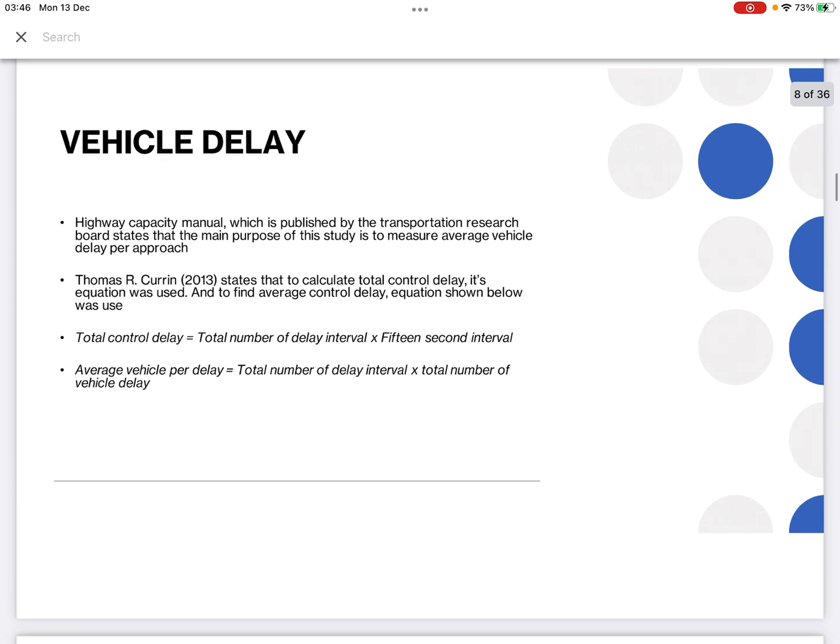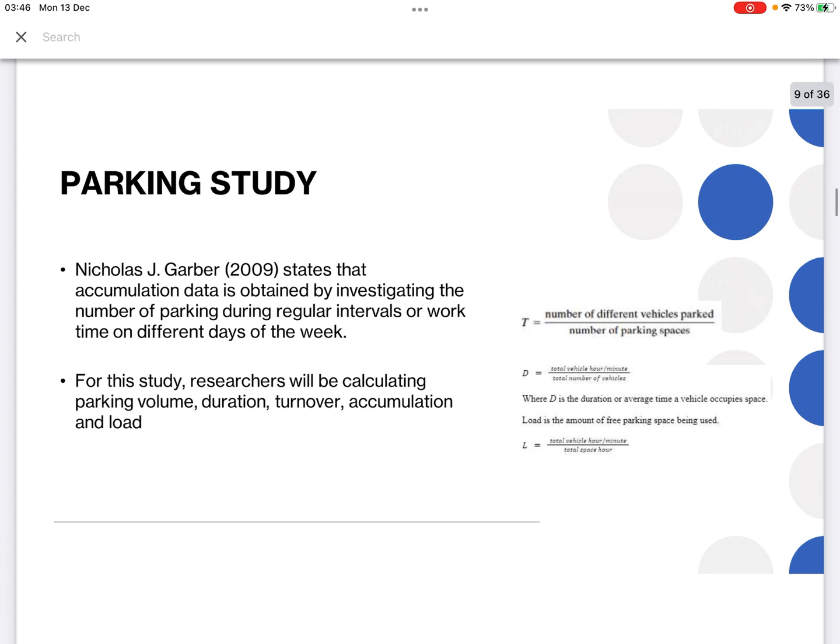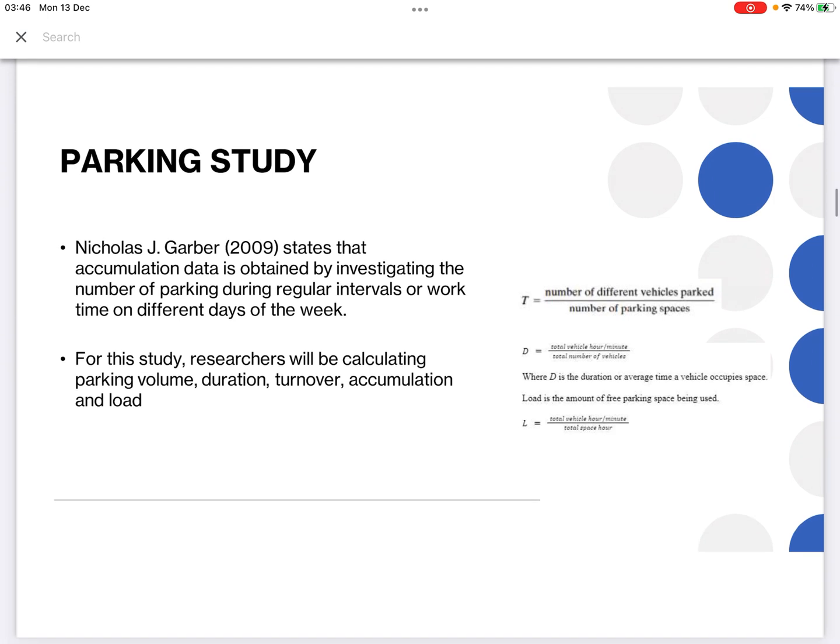Vehicle delay. HCM, or Highway Capacity Manual, states that this study is to measure average vehicle delay per approach. Total control delay equals the total number of delay intervals multiplied by the 15 second interval. Average vehicle delay equals the total delay divided by the total number of vehicles.